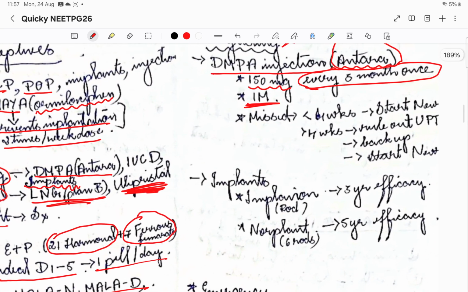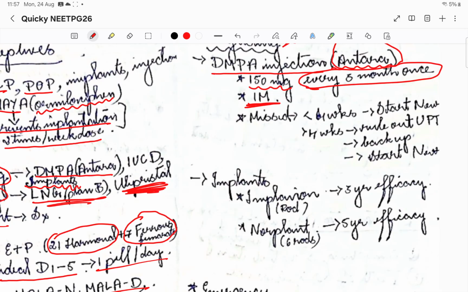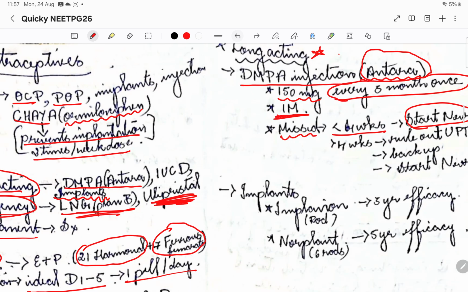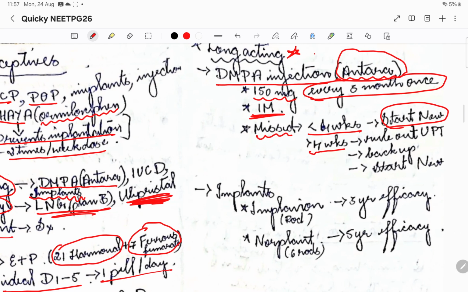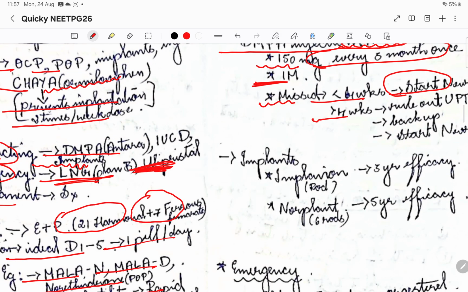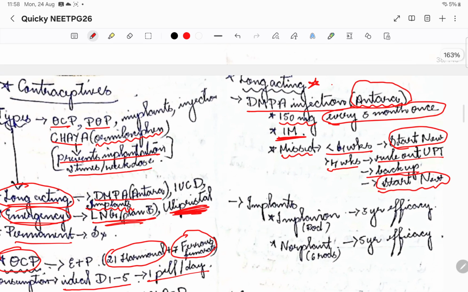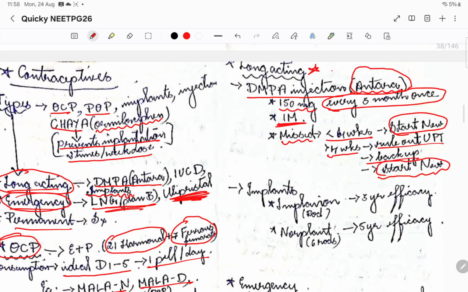Suppose it is missed, for example if it has been missed for a month, let us see what happens. If it is less than 4 weeks and she has missed the next dose, start a new one, no need to worry. If it is more than 5 weeks, there might be pregnancy, so we are going to rule out pregnancy with a UPT, then give a backup and start a new DMPA injection. This is how we manage if it is missed.